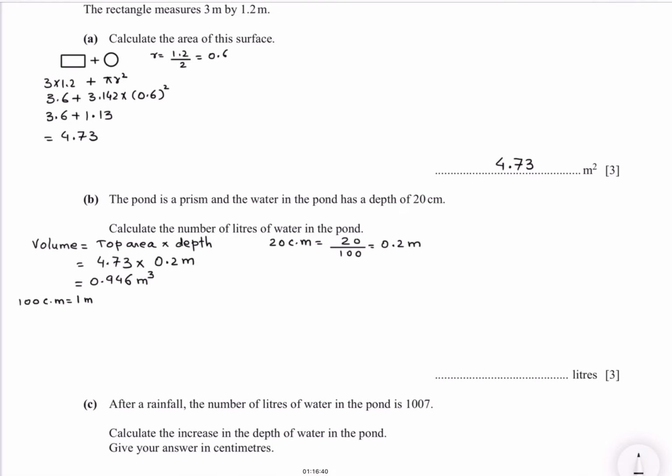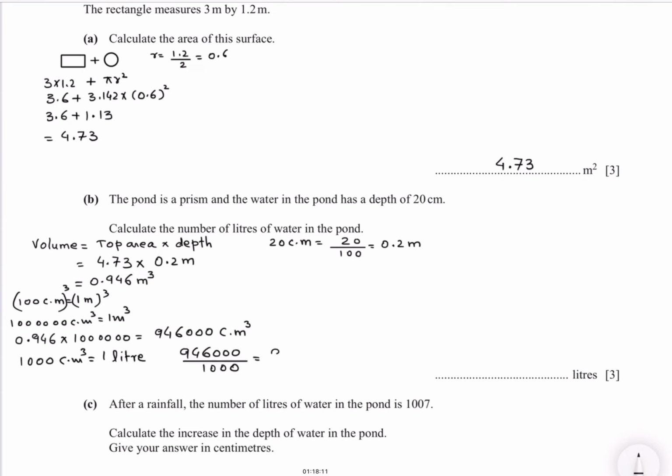Now 100 centimeters equals 1 meter. So cube both sides, so this much cubic centimeters is 1 cubic meter. So you multiply 0.946 by this value, and you get that many cubic centimeters. Now we know that 1000 cubic centimeters equals 1 liter. So you divide it by 1000. So 946 liters.